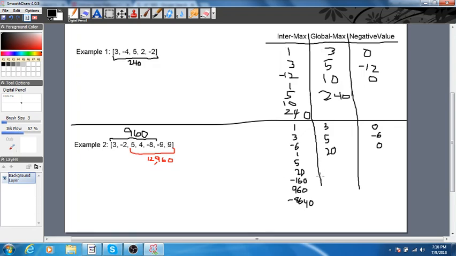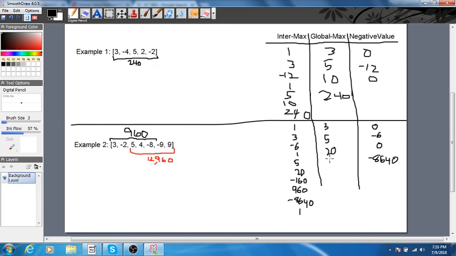We compare that to our global max. Since it's negative, we don't really have to compare it, but we compare it anyways. We say, okay, 20 is still bigger, but we have to keep track of this -8640 now, in case we hit another negative value. And then we make this 1 again, just in case there's no more negative values.